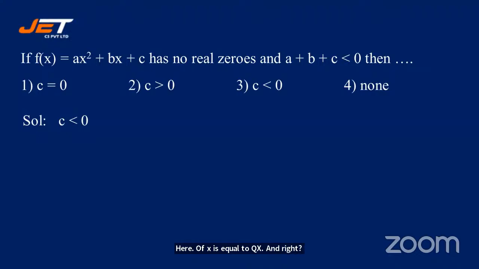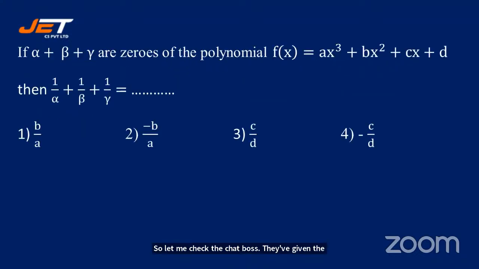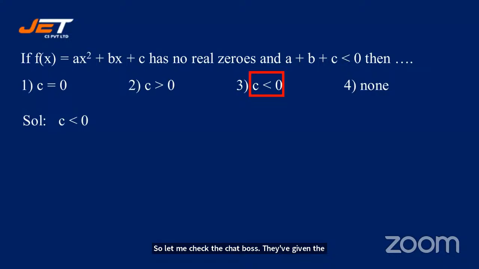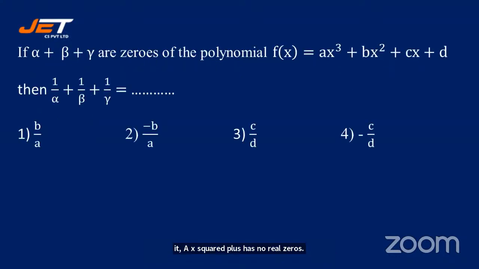If f of x is ax square plus bx plus c has no real zeros and a plus b plus c is less than 0, then what is c? I'm sure you will be able to do this very simply. Let me check the chat box. They've given the solution here itself as c is less than 0, because they say that ax square plus bx plus c has no real zeros. All right. Let's move on to the next question.